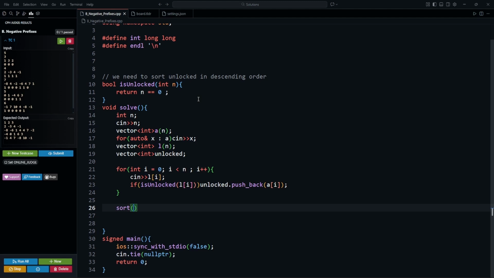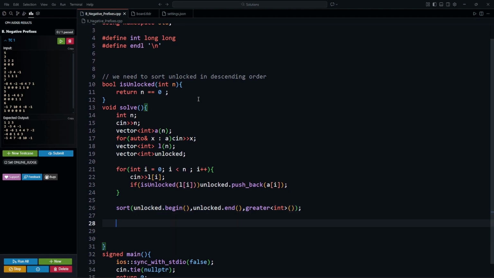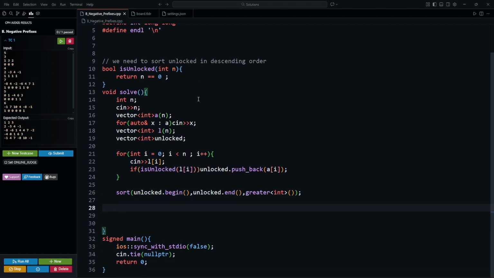From exchange arguments, or by logic, we derived that unlocked should be sorted in descending order. So let's sort it in descending order. You can use the default STL comparator, or else you can write your own also. Usually while solving these exchange argument problems, we write our own comparators by deriving the logic. Let's take an inserter variable to insert the right unlocked stuff from the unlocked array.